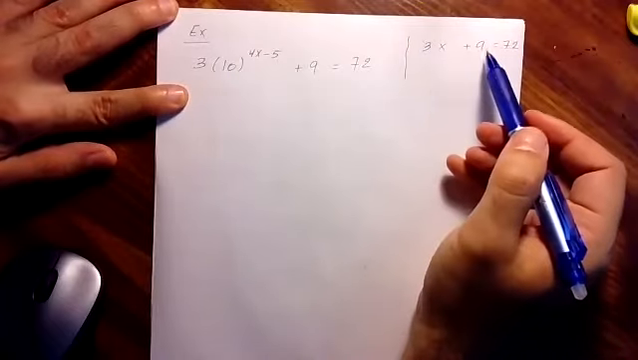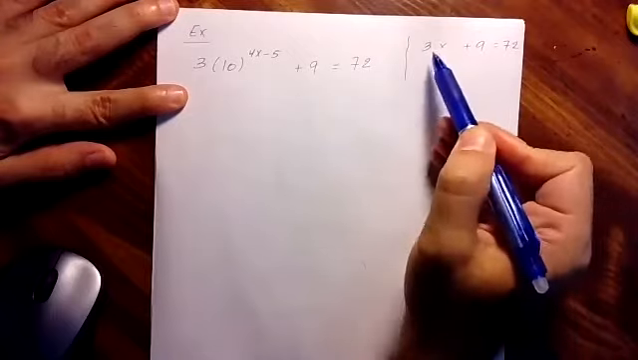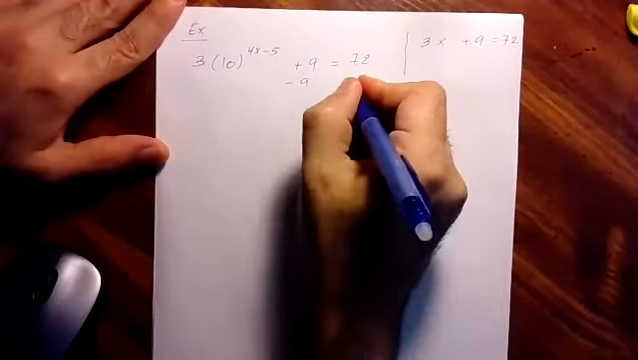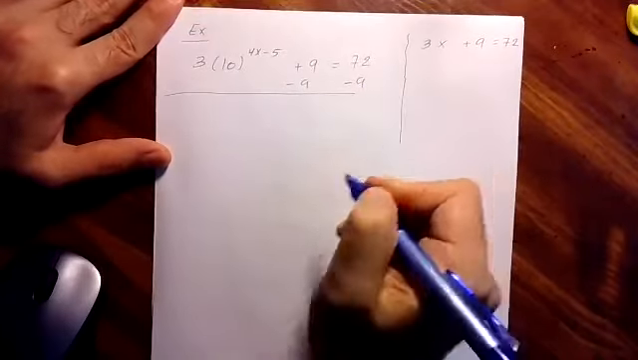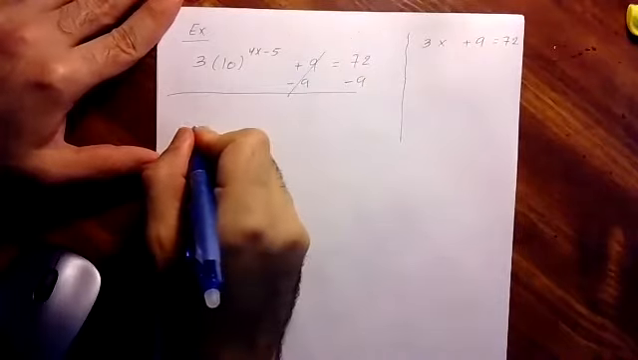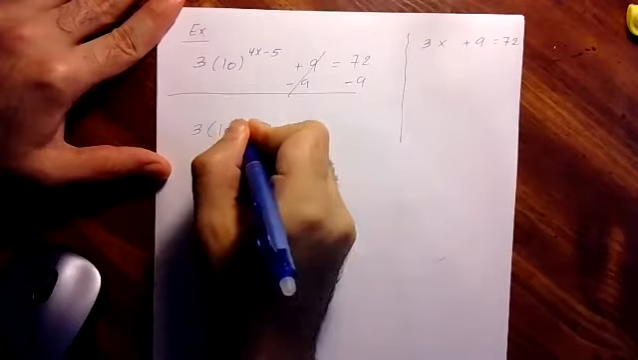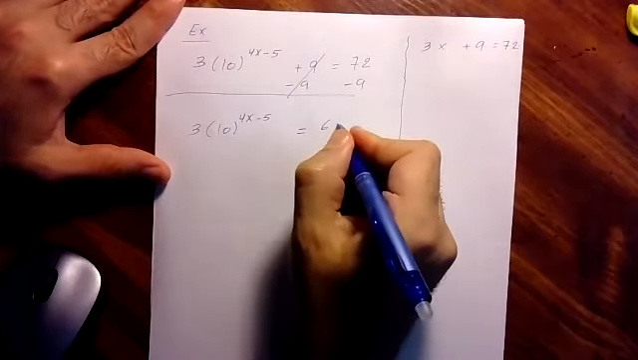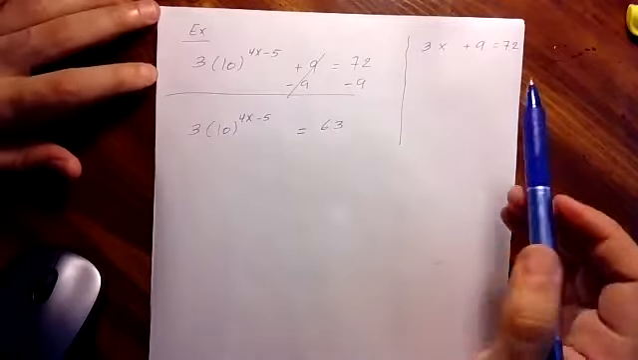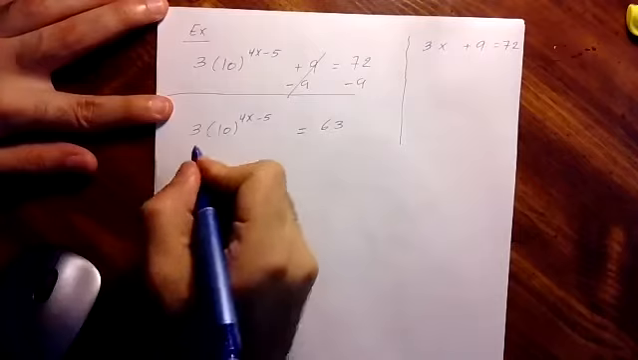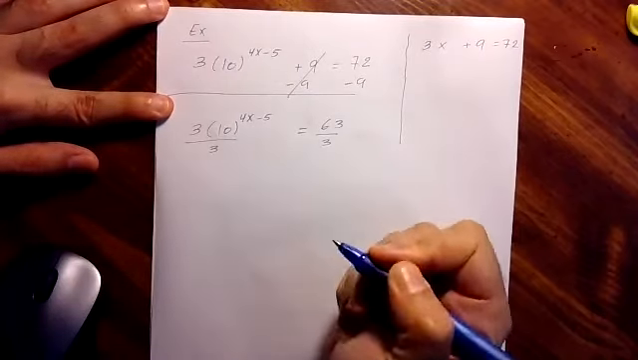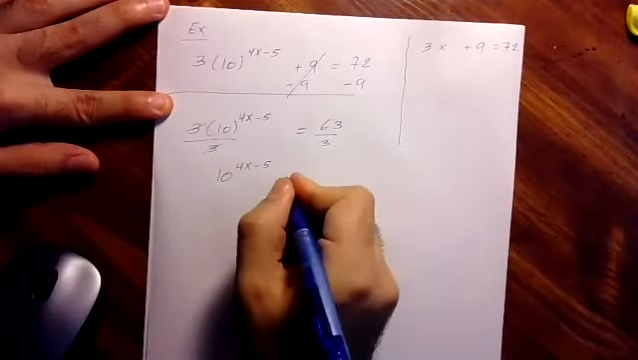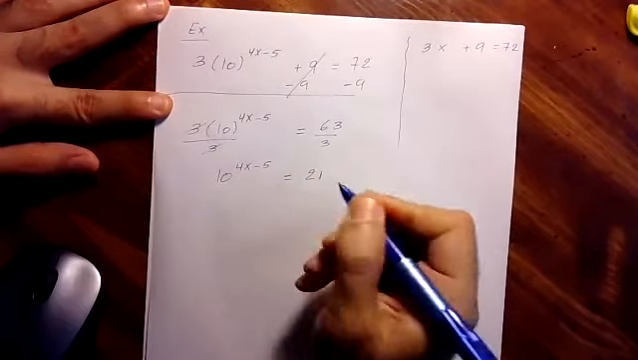How we're going to solve this one is as a linear equation. We're going to minus 9 from both sides. Then we're going to divide by 3. So we're going to do the same steps here. So minus 9, cancel here. So the leftover here is a 3, 10 to the 4x minus 5 equal 72 minus 9 is going to be 63. Then next step, you're going to divide both sides by 3. Cancel the 3 with the 3, so it's going to be 10 to the 4x minus 5 equal 63 divided by 3 is going to be 21.